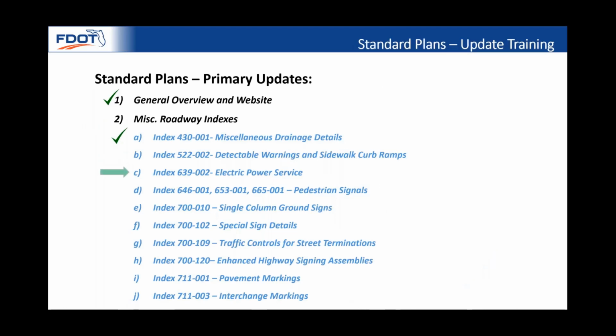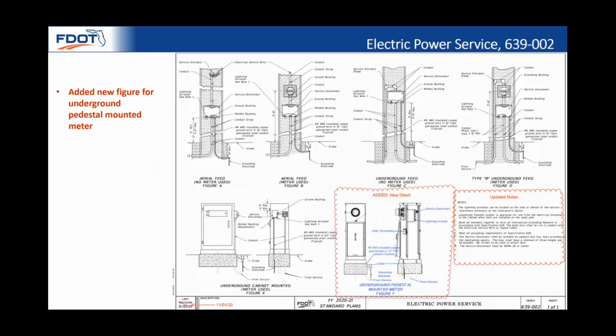Next index we're going to go over is index 639002, electric power service. The request for this change came from our traffic operations office. So standard plan index 639002 describes the different power service configurations used on FDOT projects. The underground pedestal mounted meter has become a prominent configuration used in traffic signals, ITS, and lighting applications. So we added a new detail, figure F, and updated the notes.